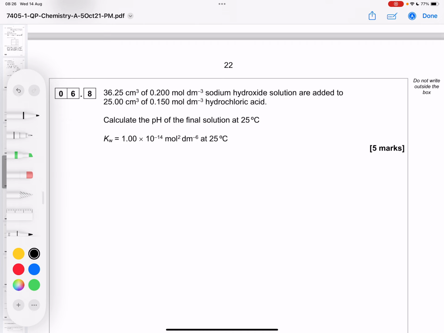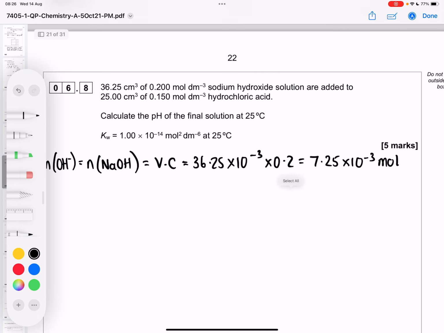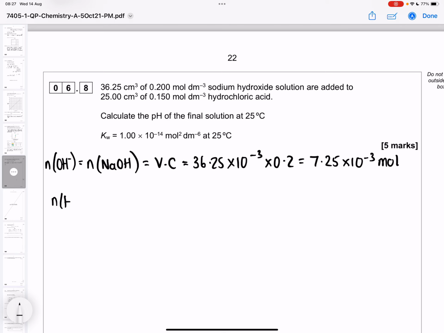So what we're going to do is work out the moles of NaOH by doing moles equals volume times concentration. Our volume is 36.25, but we need to turn it into decimetres cubed and then multiply by our concentration. That comes out to be 7.25 times 10 to the minus 3 moles. Now that is also the moles of OH minus because it's a monoprotic base, so it's got one OH in it. Then we're going to do the same for the hydrochloric acid, which is a monoprotic acid, so number of moles of HCl is the same as number of moles of H+.